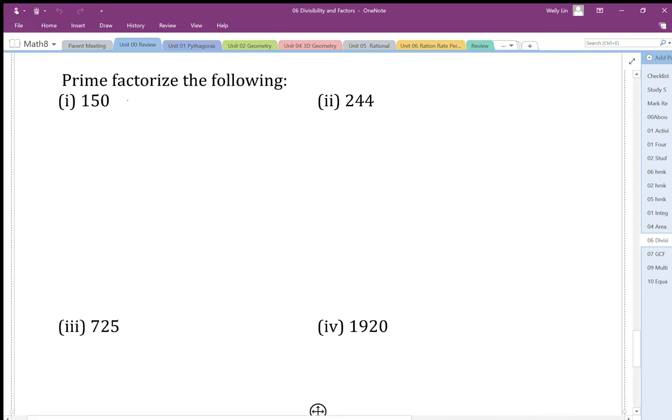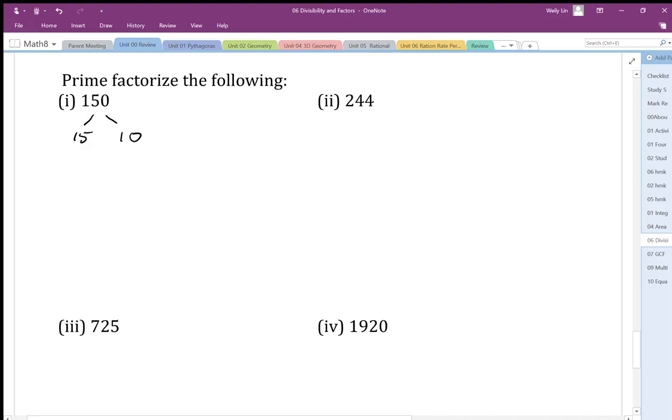So prime factorizing 150, this one I'm going to do in a factor tree. If we look for a divisor of 150, we can use any divisor. We can use a large divisor or a small divisor. Here I'm going to use 15 and 10.